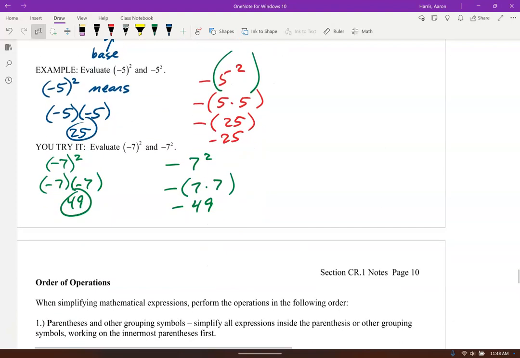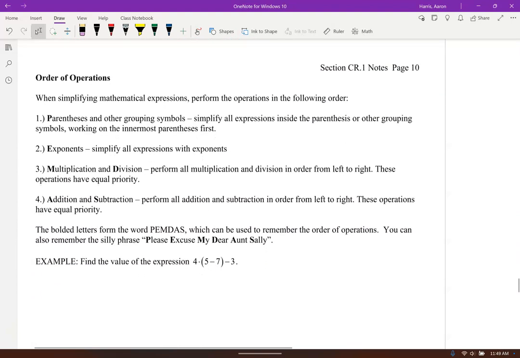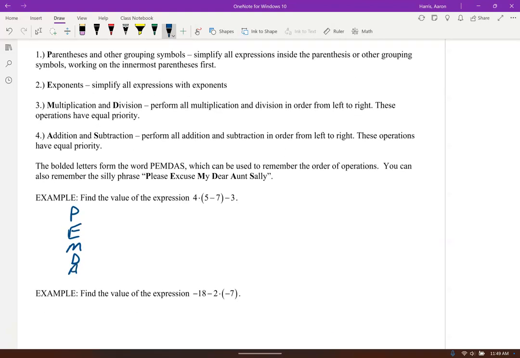Awesome. All right, finally, let's talk about our order of operations. So, do you guys remember, please excuse my dear Aunt Sally? So you do parentheses first, then you do exponents, then you do multiplication, division left to right, then you do addition, subtraction left to right, right?